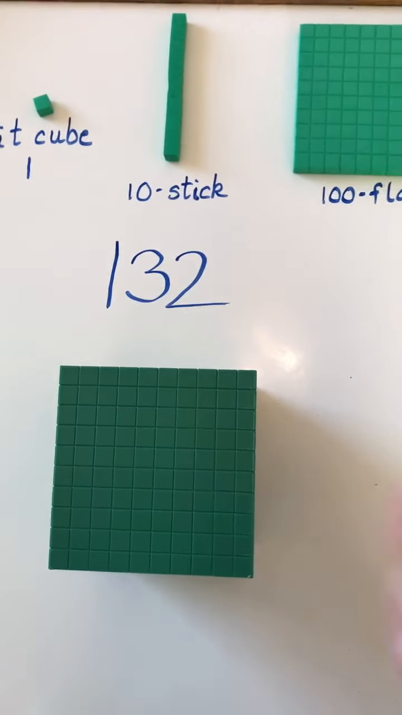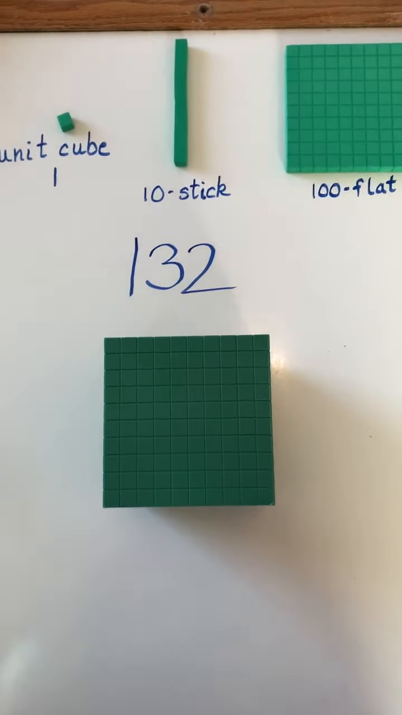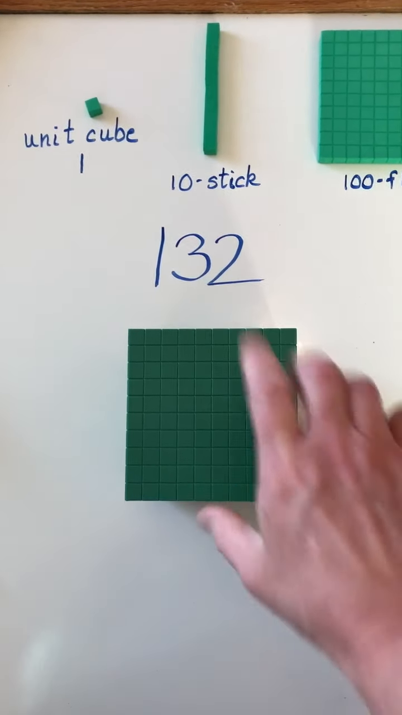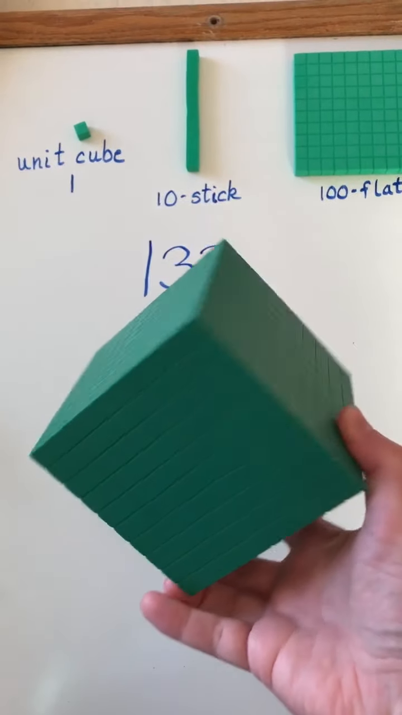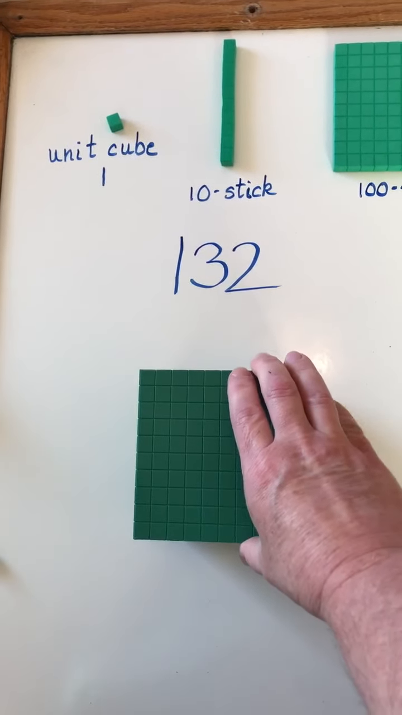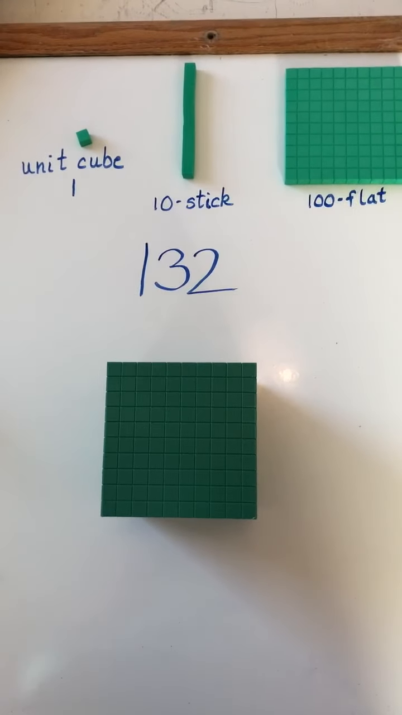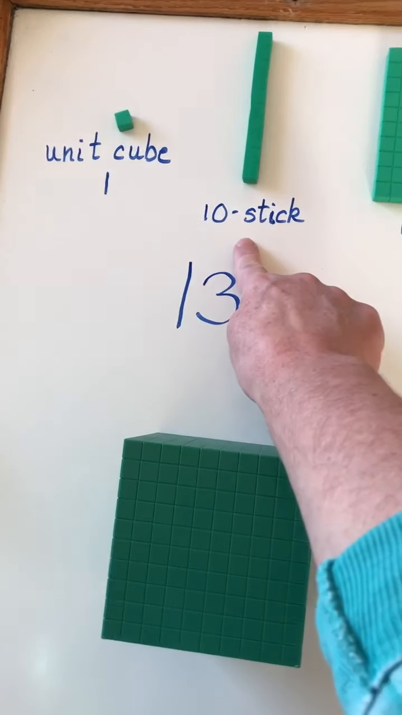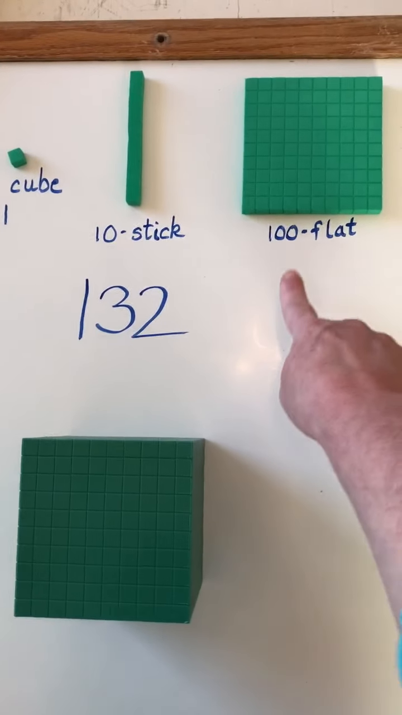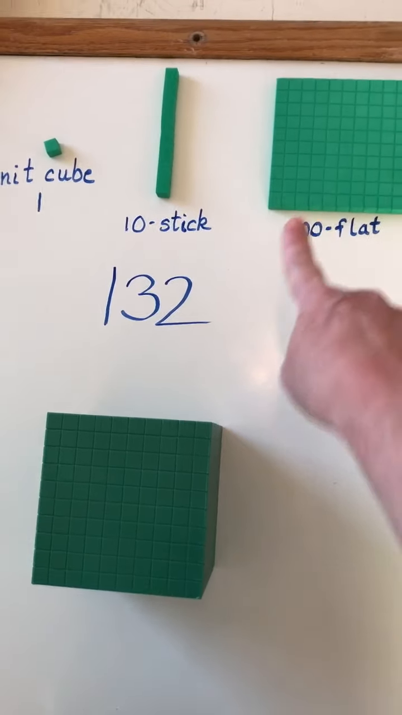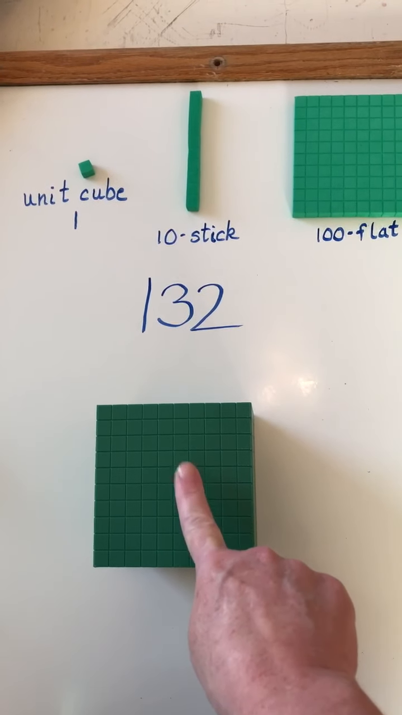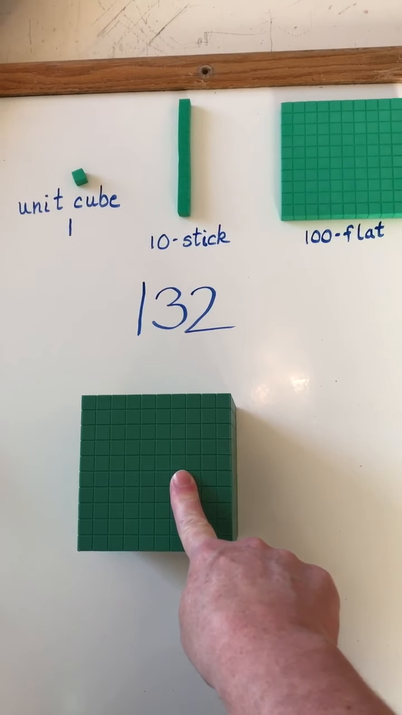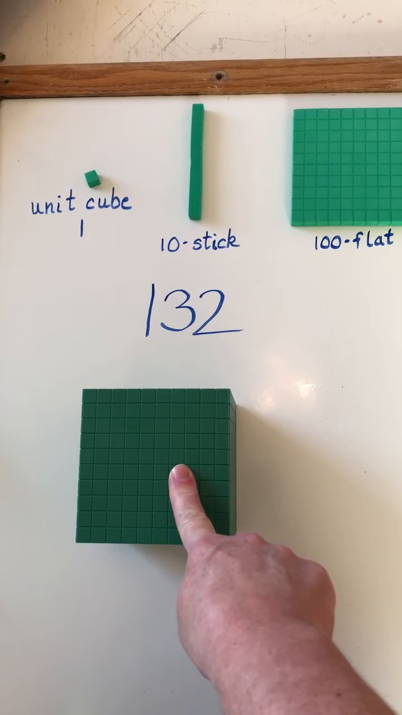It's called a cube. Any guesses how many unit cubes make up this huge cube here? Well, if it takes 10 unit cubes to make a 10 stick, and 10 sticks to make a 100 flat, how many 100 flats do you think it would take to make this cube? If you're thinking 10, you are correct.